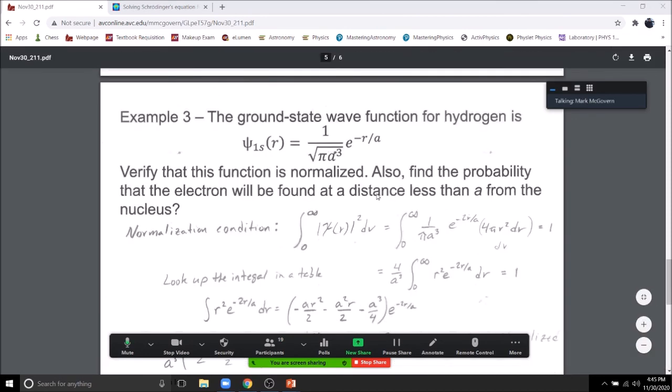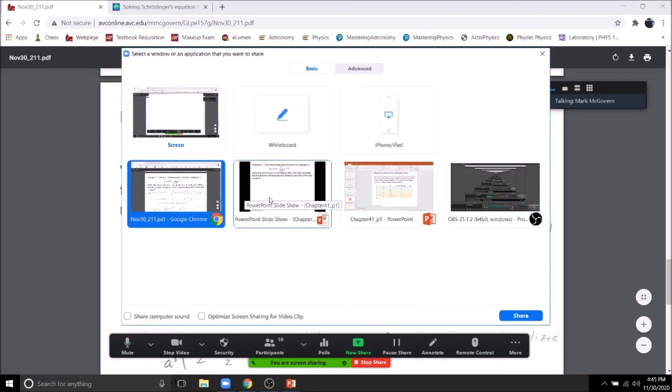Now, the next step is to find the probability that the electron will be found at a distance less than a from the nucleus. Let me go back to my slide here just to be really clear about what we're talking about.